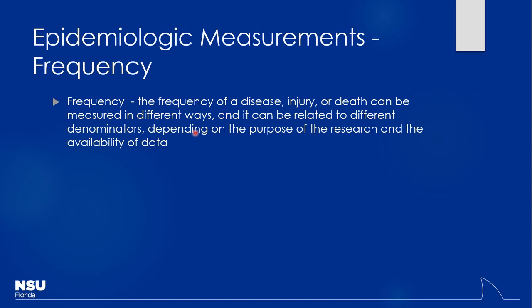And again, the point is to take that frequency, that numerator, and compare it to the denominator, being the population who might be at risk for developing that condition, right? Depending on what data we're working with and what kind of questions we're asking, that denominator may change, depending on who the population is we're interested in.